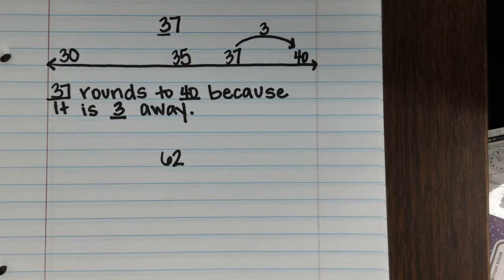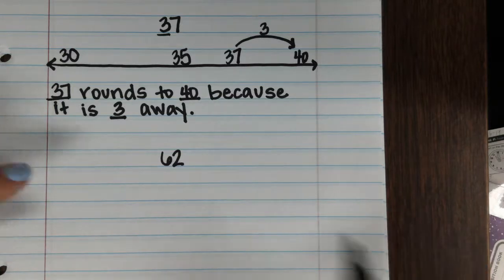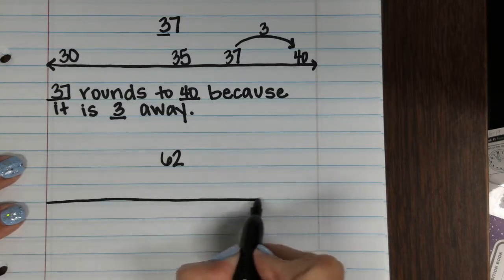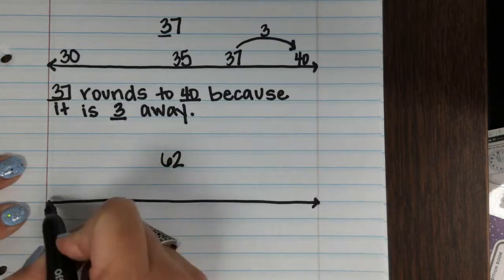All right, we're going to try again with another 2-digit number. This time we're going to use the number 62. So I'm going to skip a couple of lines and go ahead and draw my open number line.